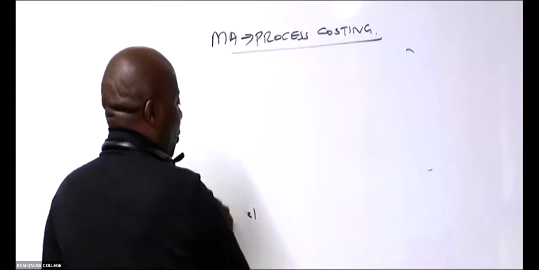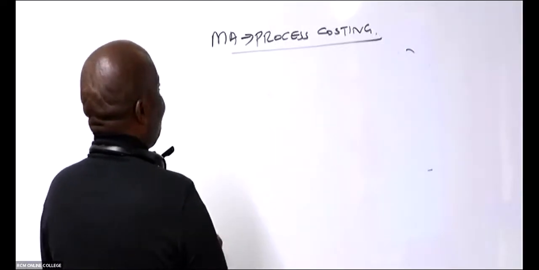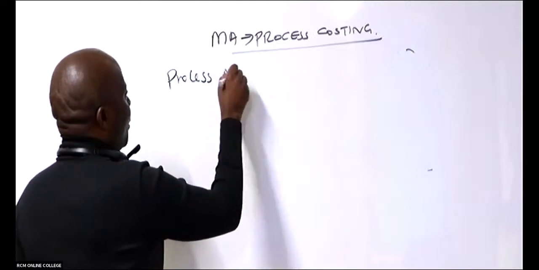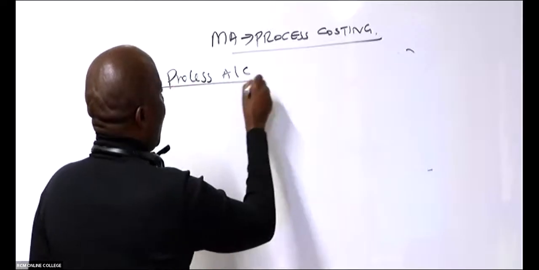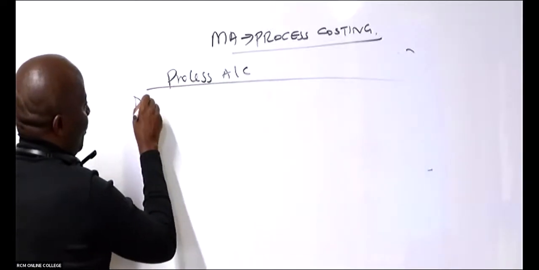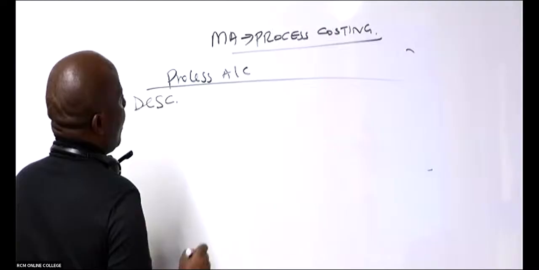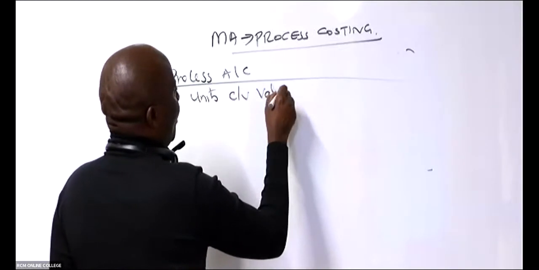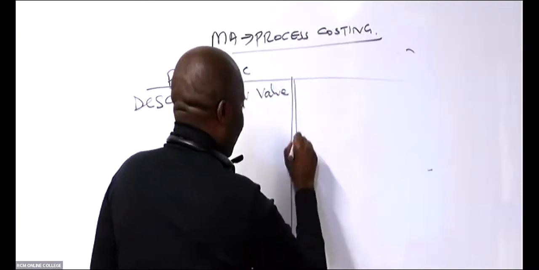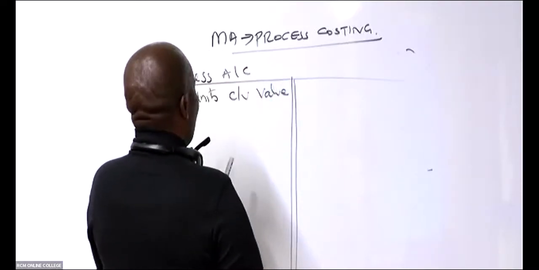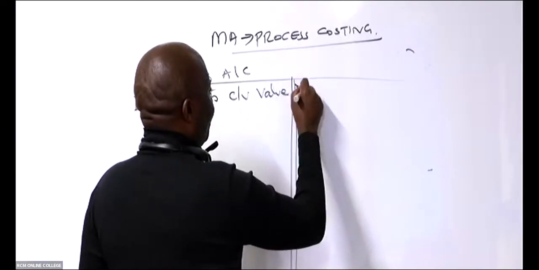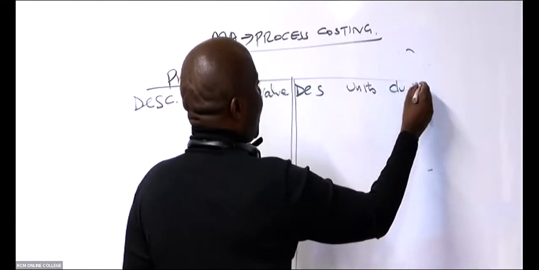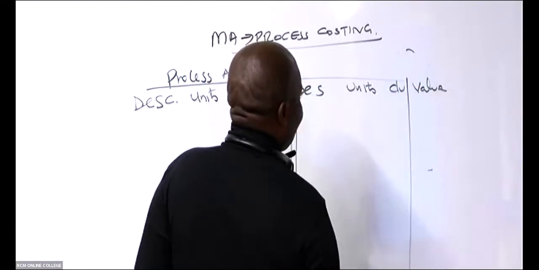And this is how our process account will look like. So we have description, process account. We have description, units, cost per unit, and the value.